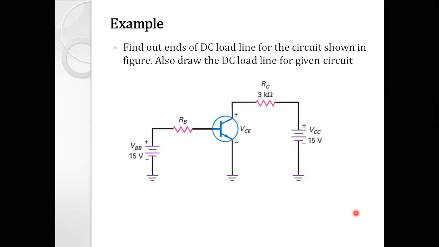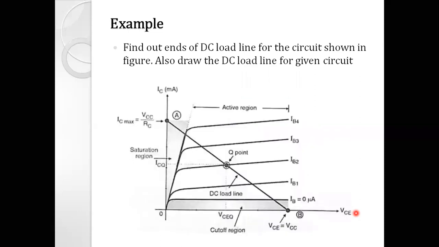So how to find out the ends of the DC load line. From the theory perspective, you should remember two equations which are the two points of the DC load line on the output characteristic of this common emitter configuration, right? The output characteristic is between the two output parameters, output voltage VCE and output current IC. And this line is the DC load line.